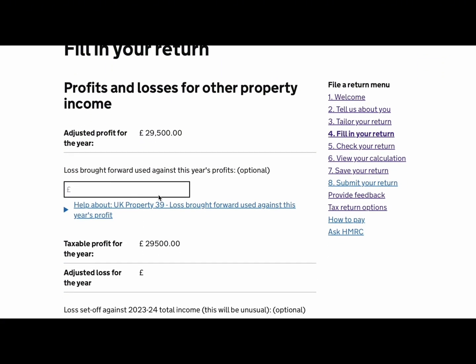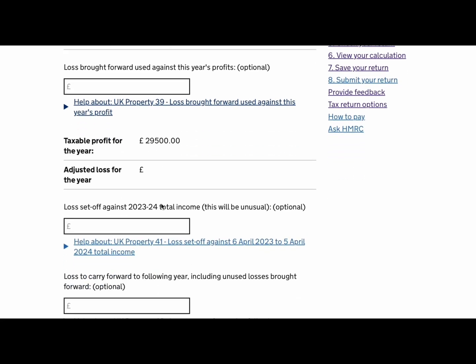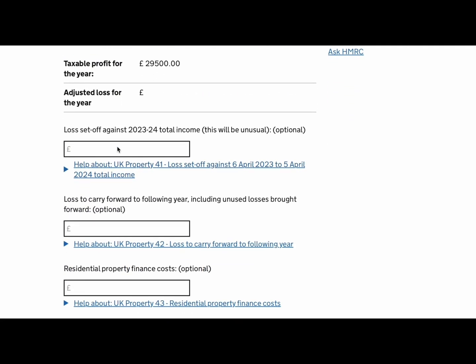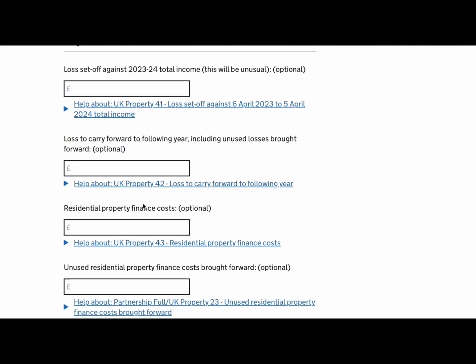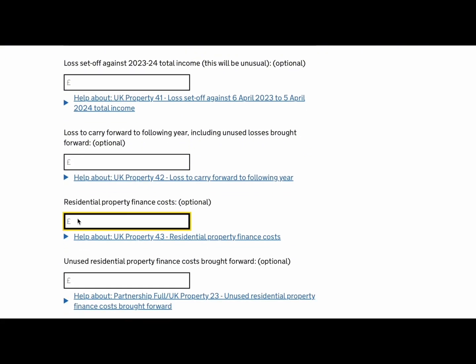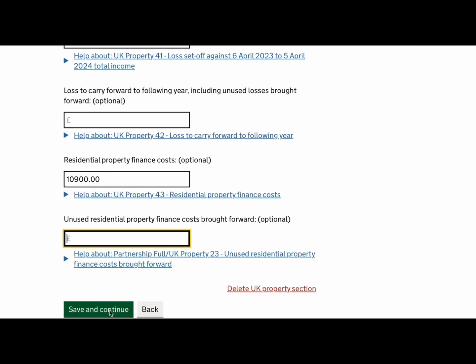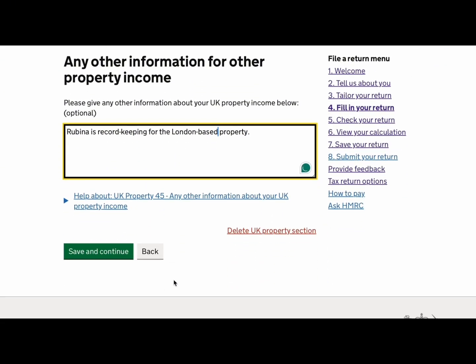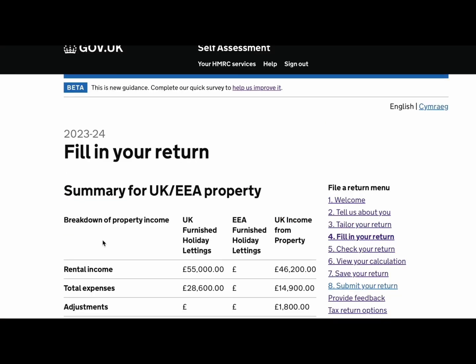There was no loss brought forward used against this year's profit, and no loss set off against 23-24 total income. Mortgage on residential property £10,900, and there was no unused residential property finance cost brought forward from the previous year. Save and continue. Save and continue.